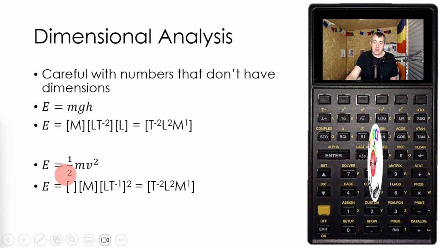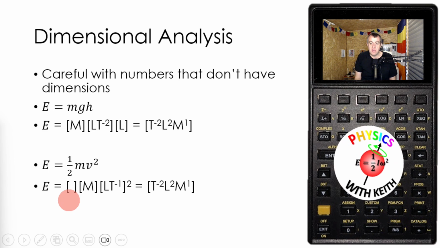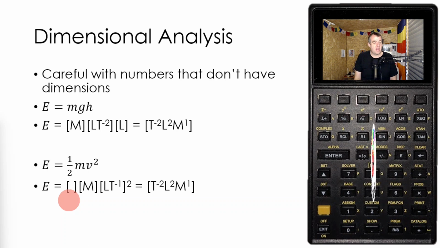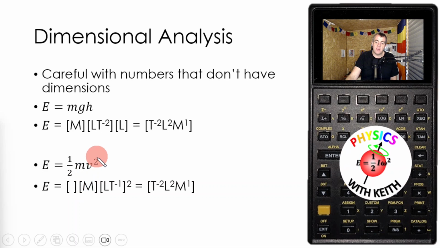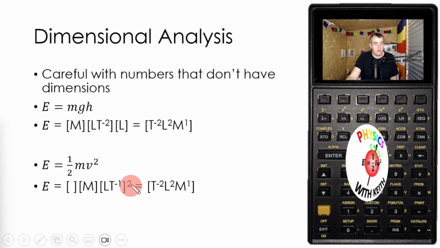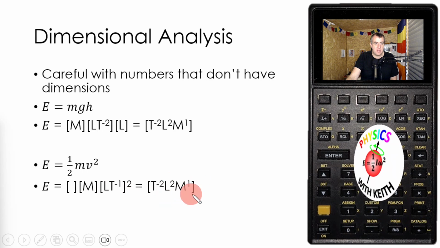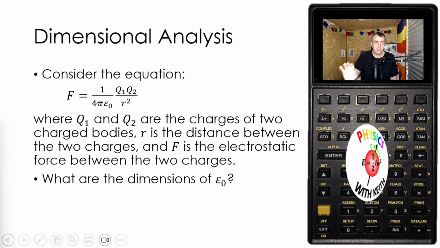So here I've got half mv squared analysed as well. Half doesn't have dimensions. It's just a number. There's no dimensions with it. So don't be confused when you get things like that coming up. Just leave it blank. Mass is mass, and this is the velocity squared. So the velocity was length time to the minus 1, but we've squared it. And now when we multiply this all out, we end up, well, look, it's all the same. That is the dimension of energy.